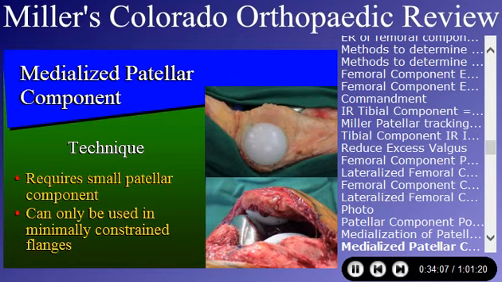So the technique requires a small patella component. It can only be used with minimally constrained flanges. You can't have a femoral component flange that's really high, because the bone of the patella will knock on that high lateral flange and cause a little bit of pain in that area.